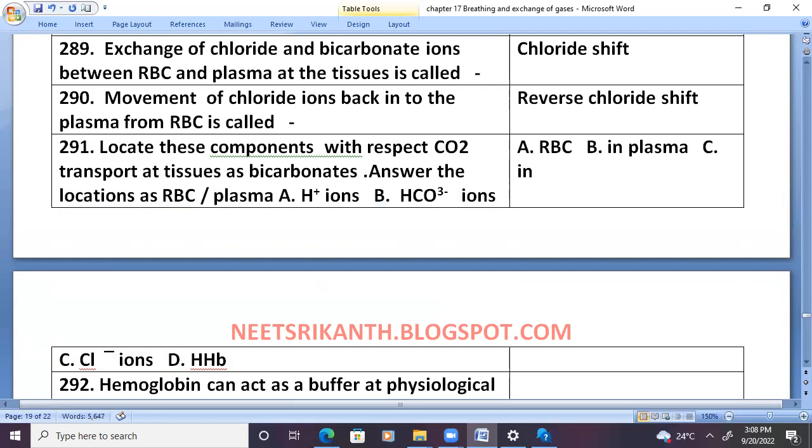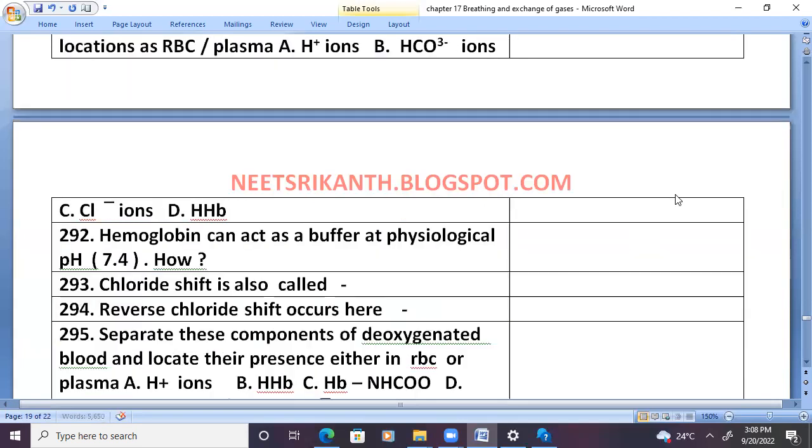Chloride ions, they shifted to the RBC, isn't it? They shifted to the RBC. They are in RBC. HHb, all this happens inside the RBC, we can see.